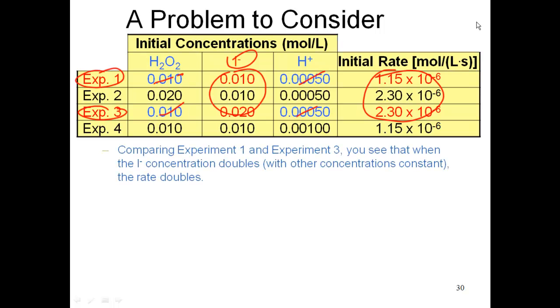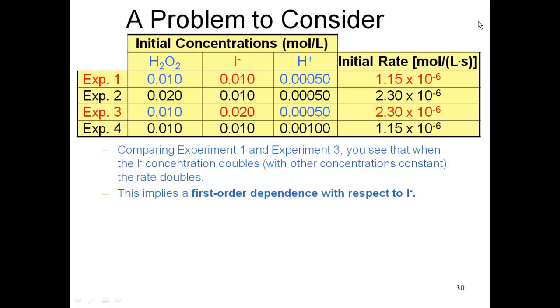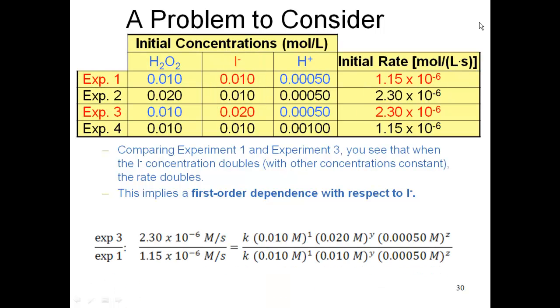Comparing experiment 1 and 3, we see that the I minus concentration doubles, and at the same time the rate doubles, which, given the linear relationship, once again means we have an order of 1. This implies first order dependence with respect to I minus. Now let's look at this mathematically.